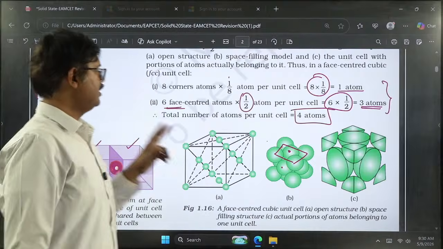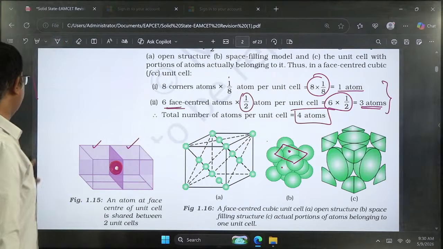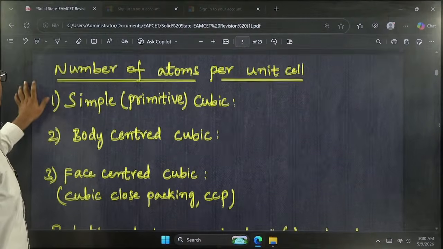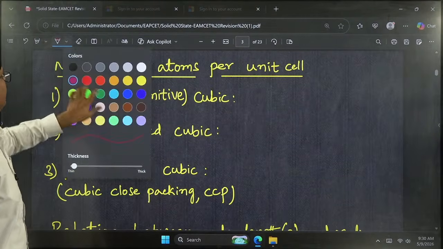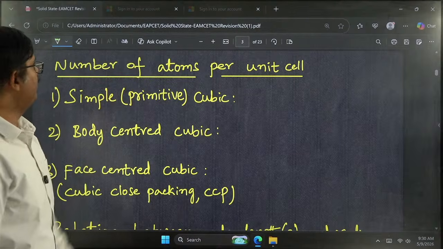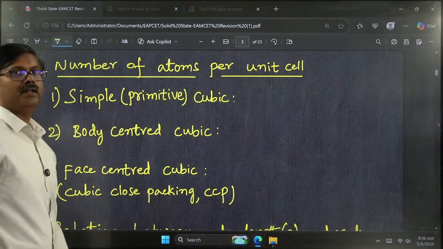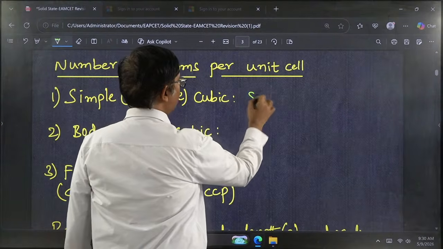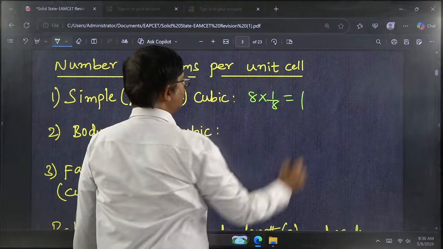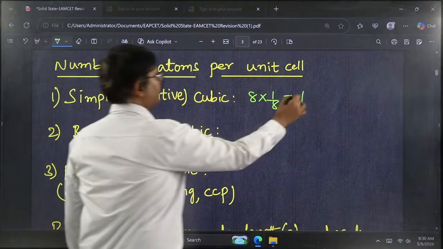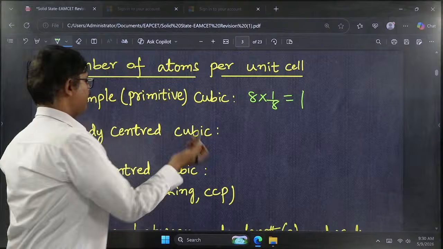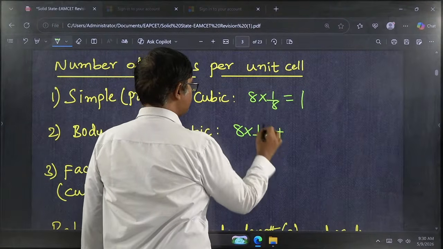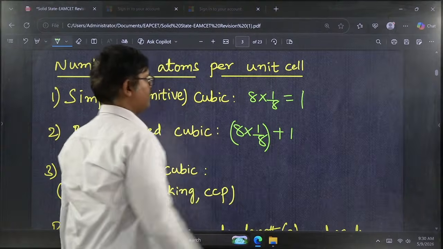So, you remember this: face centered 4 atoms, body centered 2, simple cubic 1. I am summarizing these points here. Number of atoms per unit cell, simple or primitive cubic. How many? Since only 8 corners are there, 8 into 1 by 8, answer 1. Next, body centered cubic unit cell. Here 8 corners are there, plus the center of the body entirely present. So, total 2.